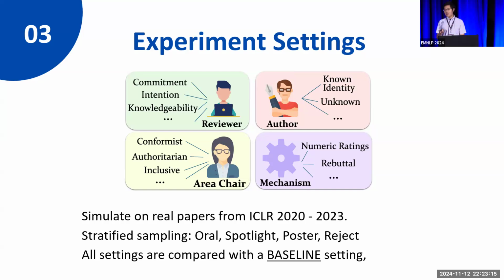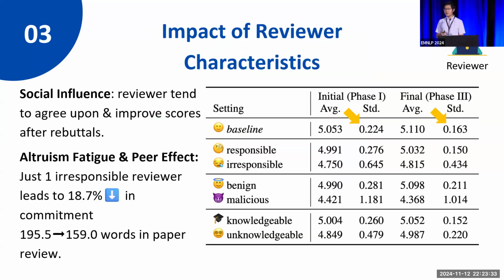So we compare all settings with a baseline setting in which we do not specify the characteristics of the reviewers themselves. And then start from there, we change the variables one variable at a time. So we start from the impact of reviewer characteristics. First of all, is social influence, which means that reviewers tend to agree upon their scores after rebuttals.